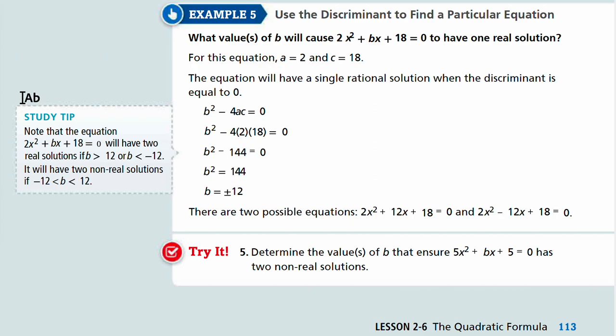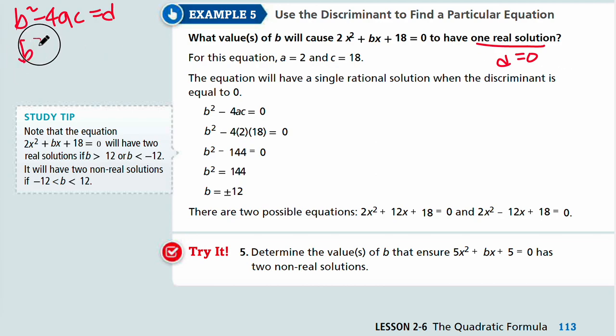So again, we have this equation where we don't know what b is going to be, but we know that we want it to have one real solution. That means the discriminant has to equal 0, right? So we have to remember what the discriminant was. It's the radicand in the square root of your quadratic formula. b squared minus 4ac is the discriminant, right? So we want to let the discriminant equal 0.